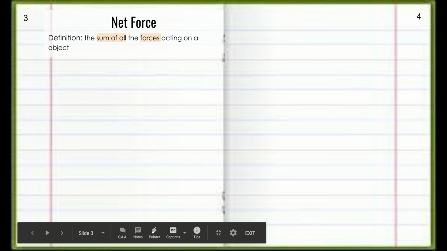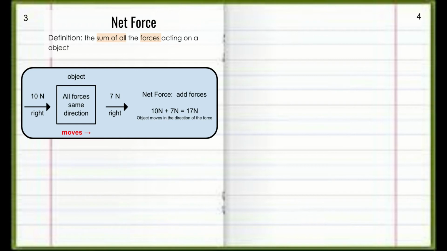All right, so again, a net force is the sum of all forces acting on an object. So I'll give you an example. Let's say you have an object, okay? And we're calculating net forces if they're going in the same direction. So we have one force pushing 10 newtons to the right. We have another force pulling 7 newtons to the right.